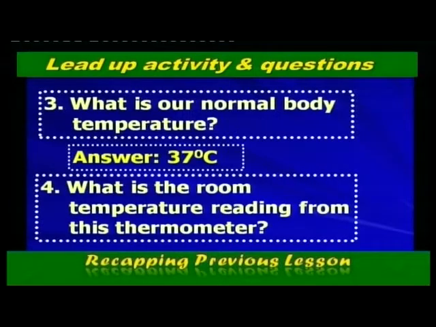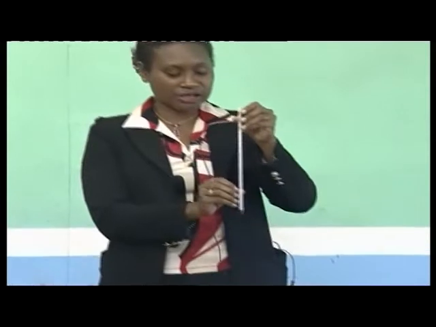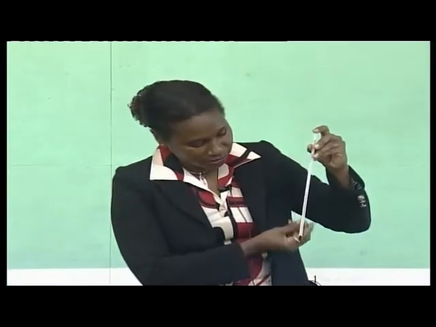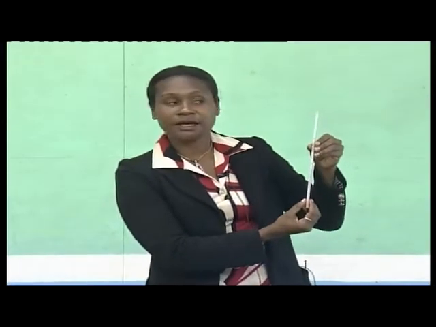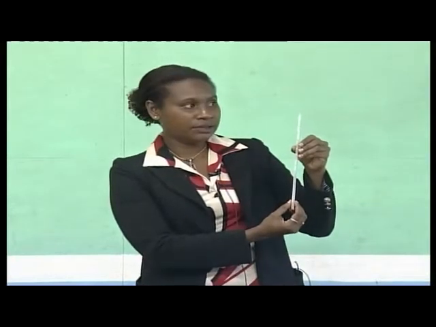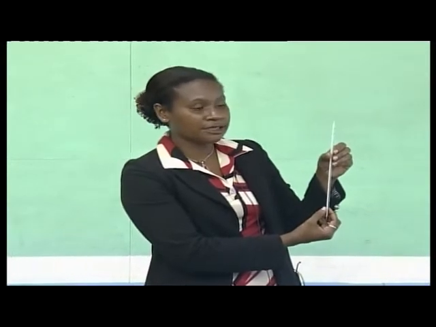The next question. What is the room temperature reading from this thermometer? We will now take the reading from this thermometer. So class, I'd like us to look carefully at this thermometer and let's take the reading of our room temperature. Inside this thermometer, there is a red liquid or a mercury. In science, we all know or learned that it is known as an alcohol. So we are going to now take the reading of our room.